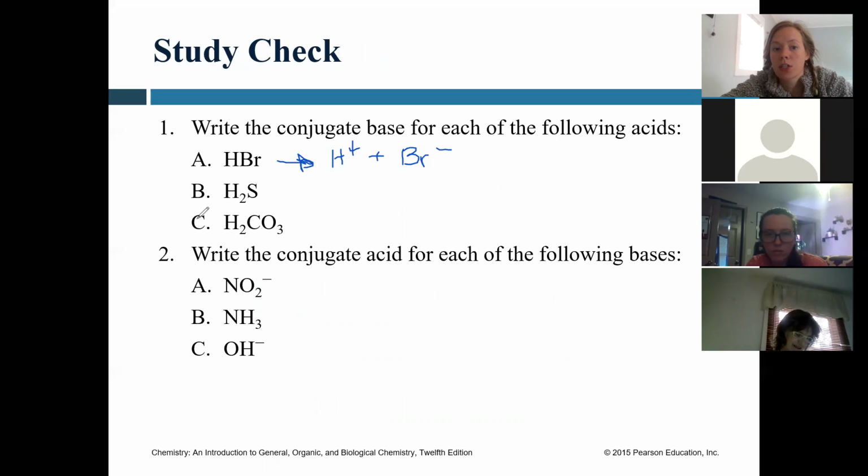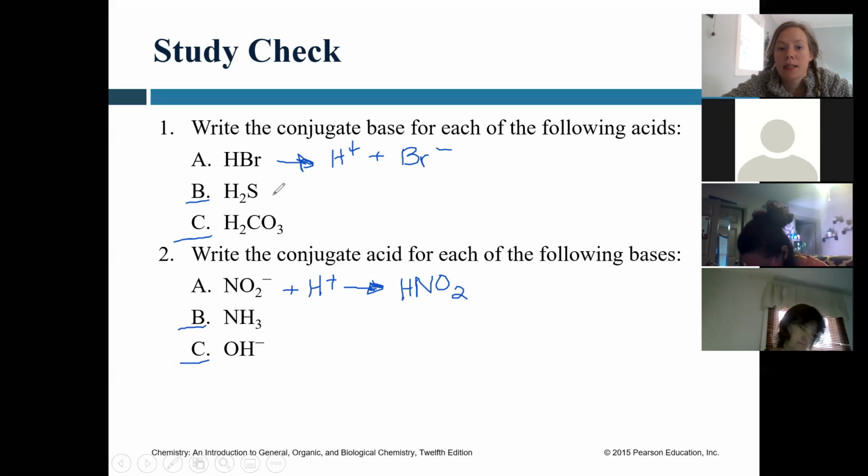So I want you to do it for the other two, only taking one hydrogen away at a time. Over here, when it says write the conjugate acid for each of the following bases, well, what happens when I have a base? That means I'm going to accept an H plus. So I'm going to take an H plus, and what is left over is this thing smooshed together. We get HNO2. So I want you to do B and C for both of those. Tell me what you expect it to look like in the first one where you drop a hydrogen, what you expect in the second one where you add a hydrogen.